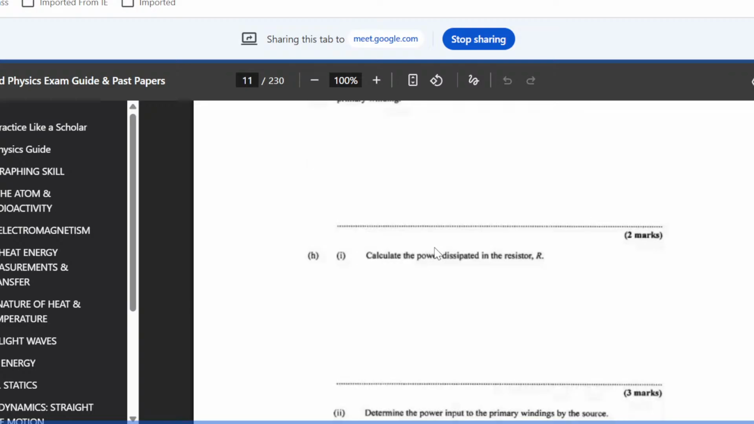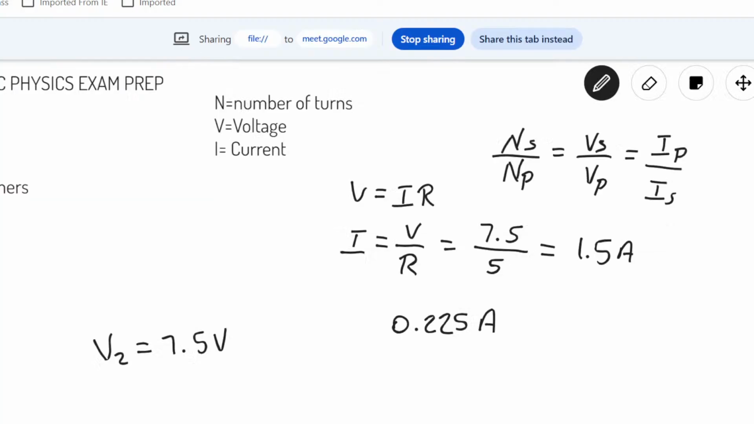All right, this one, power dissipation. Calculate the power dissipated. So if you see power dissipation or power loss, there's a particular equation for that. What is the equation for power dissipation? Anybody knows that one? What's the equation for power?